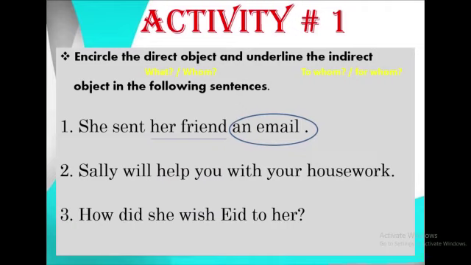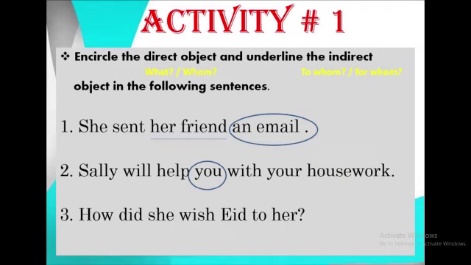Sentence 2. Sally will help you with your housework. So help here is the verb and there is you after that. So what is you? Sally helps whom? Sally helps you. So you is a direct object.